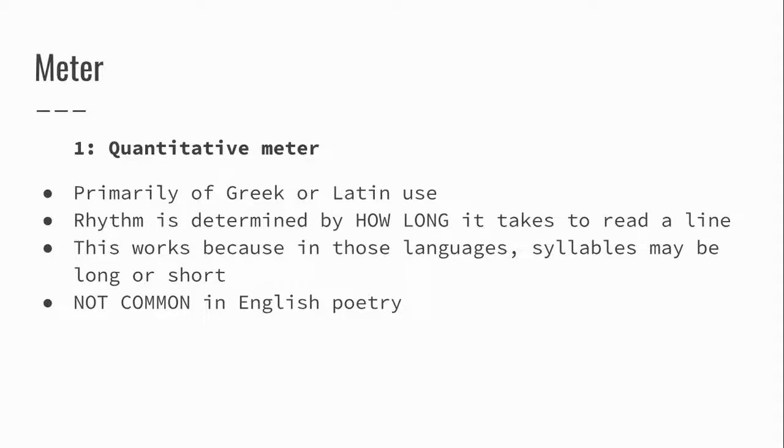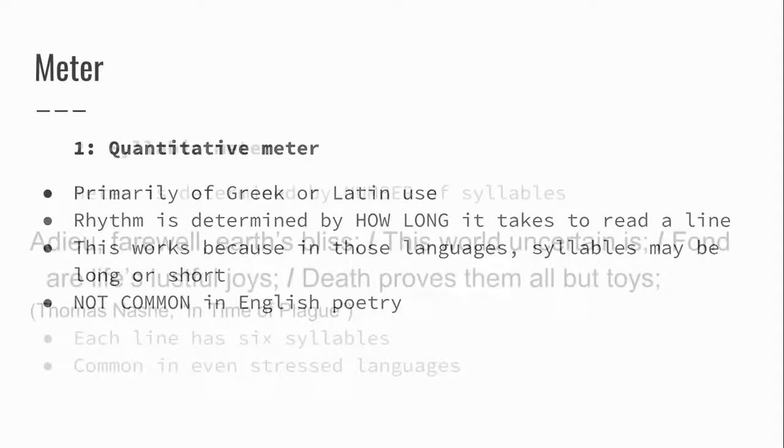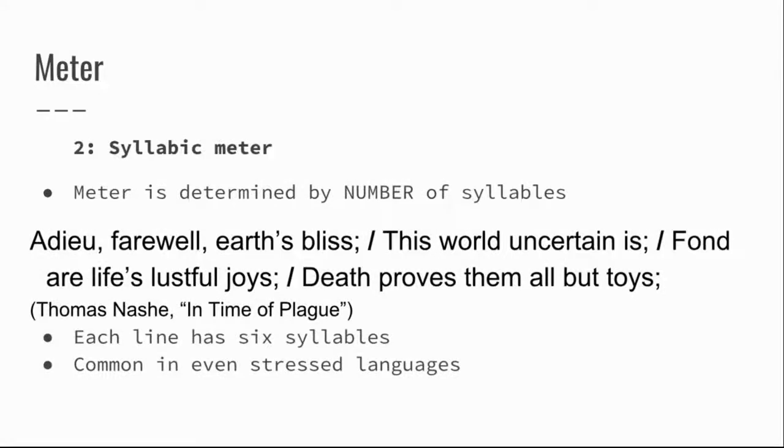Okay, so the second kind of poetic meter is what's called syllabic meter, and that is where the rhythm is determined by how many syllables are in an individual line of poetry. This is more common in languages with evenly stressed syllables, which, by the way, English is not. So this doesn't show up very often in English either, but it does work fairly well.